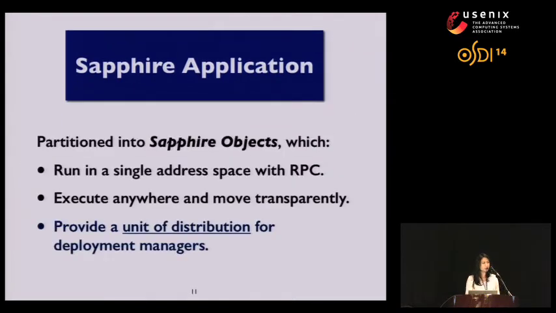So first, let's take a look at what a Sapphire application looks like. Our programming model is based on distributed objects. Application programmers partition their application into a number of Sapphire objects, which can run anywhere, can be called from anywhere in the application, and can move transparent to the application. But most important of all, Sapphire objects provide a single unit of deployment for deployment managers to distribute and manage.